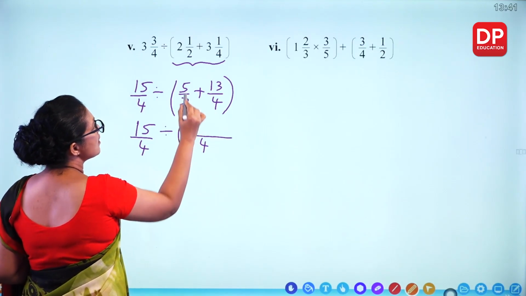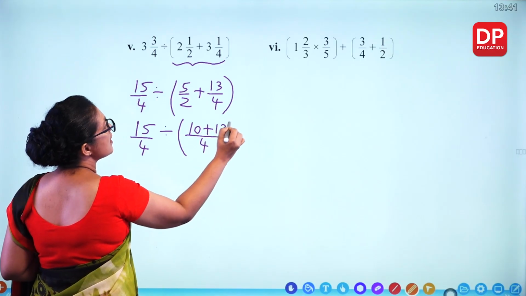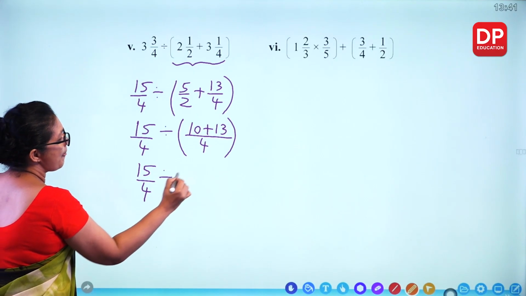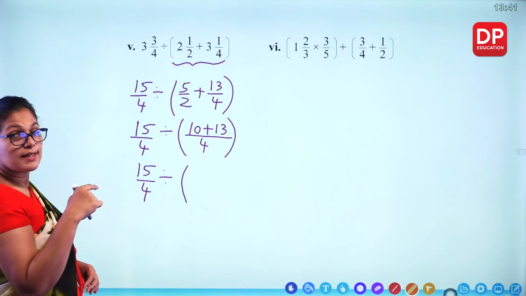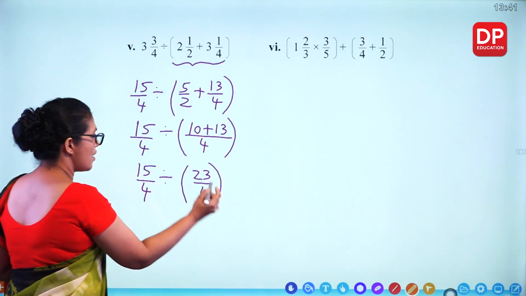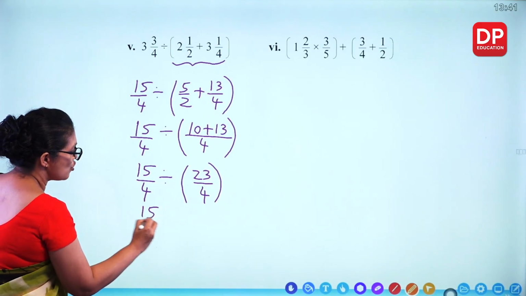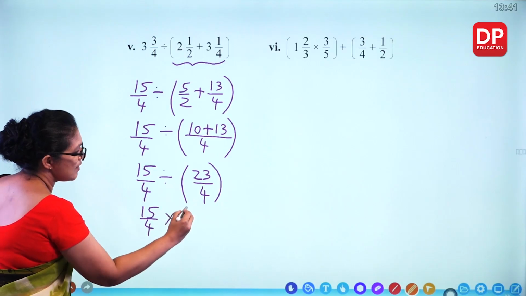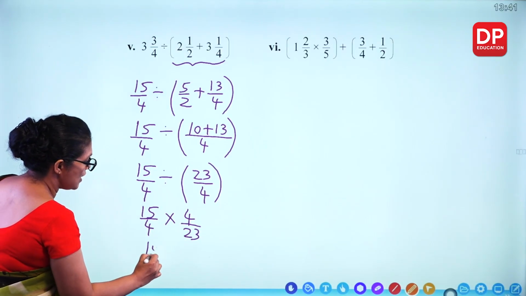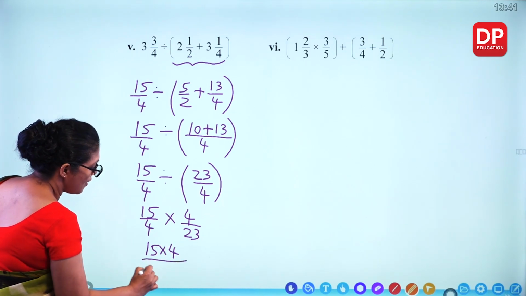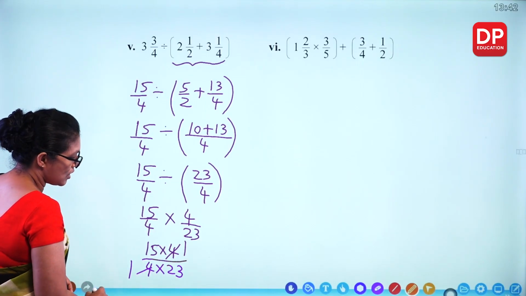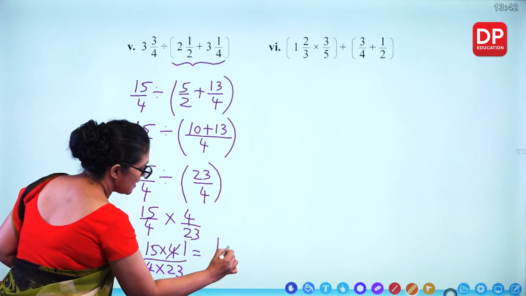That's 4. Convert. You get this. 15 over 4. 10 and 13 addition. 23 over 4. Now you can convert to multiplication by taking the reciprocal of the second fraction. 15 times 4 divide by 4 times 23. 4 gets cancelled out. What's the answer?